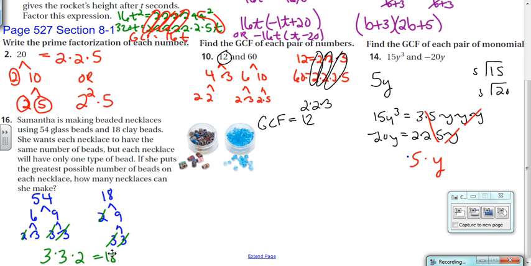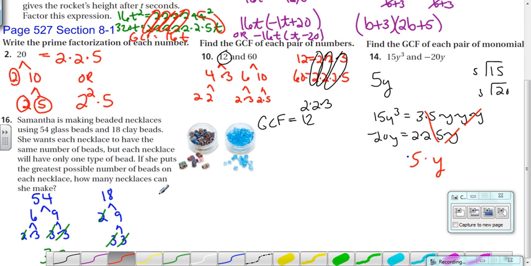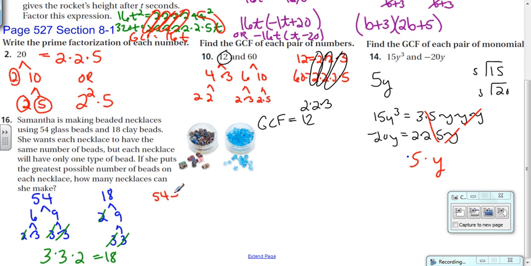So she's going to put 18 beads on each necklace, but each necklace only has one type of bead on it. So she has 54 glass beads. You can do 54 divided by 18 and get 3 glass necklaces.